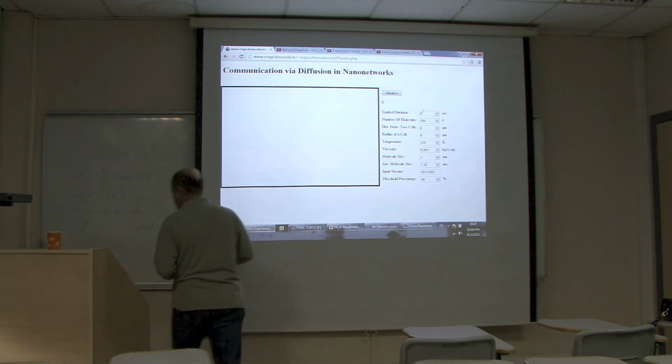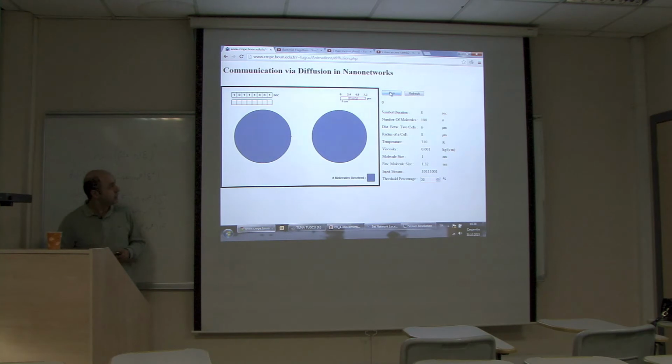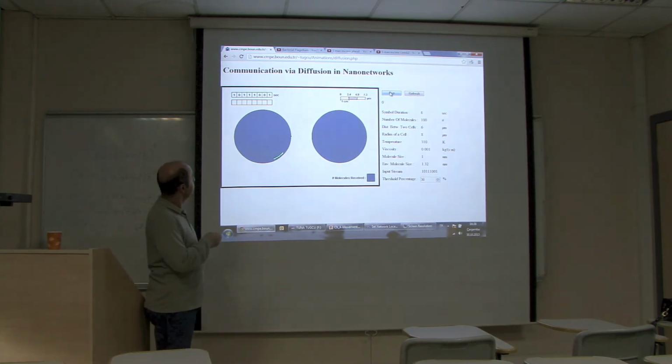Let me just run it for the moment with the current values, but later on you can change it. Now we have 1 transmitter and 1 receiver. These are created according to the radius sizes given here. The distance between these two is 6 micrometers. As I said, you can take them apart and see what the result is.